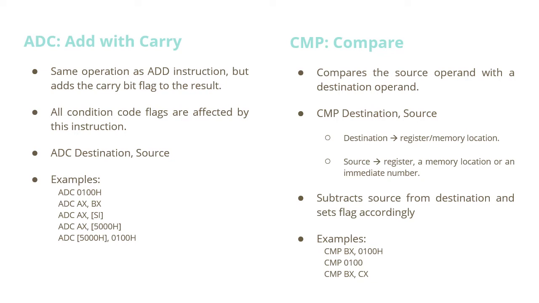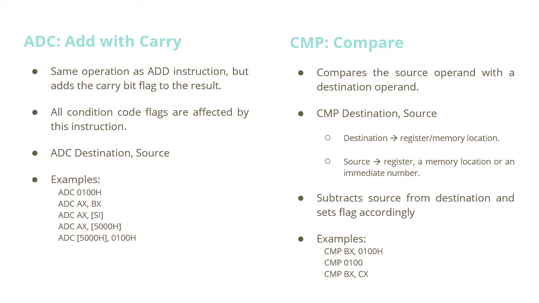Next is the compare instruction, which is specified as CMP. So the compare instruction compares the source operand with the destination operand. The format of this instruction is CMP destination, source. The destination can be a register or a memory location, and the source can be a register, a memory location, or an immediate number. In order to perform the comparison, this instruction subtracts the source operand from the destination operand, but the result is not getting stored anywhere.